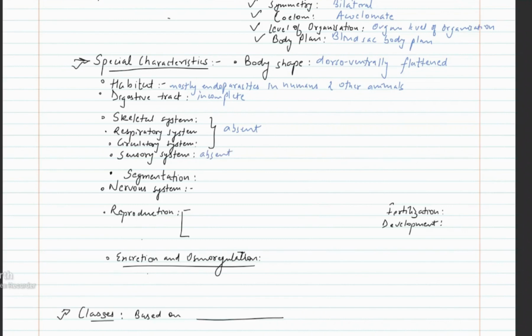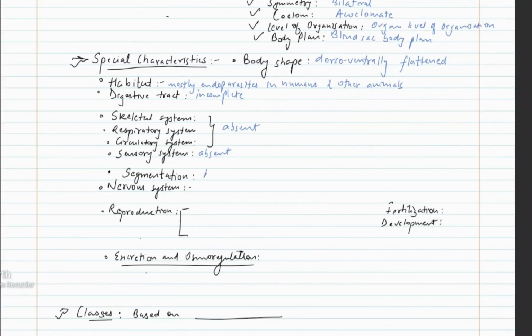these animals. Talking about segmentation, these animals show pseudo segmentation. Pseudo segmentation, as we have already discussed, means that the segments of the body are not of the same age. Some segments are earlier formed and some segments are formed later on.